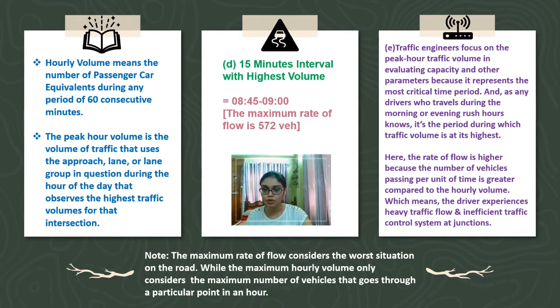Now let's move on to question D, which is the 15 minutes interval with the highest volume. From the data sets given, we are able to see that the maximum rate of flow is for the 8:45 to 9 am interval, which is 572 vehicles. Now we will be moving on to question E.